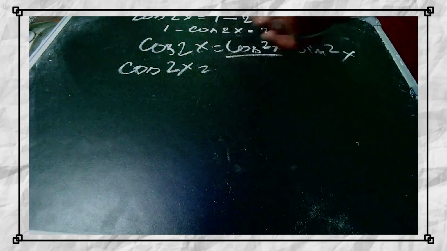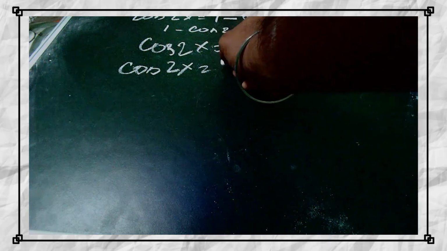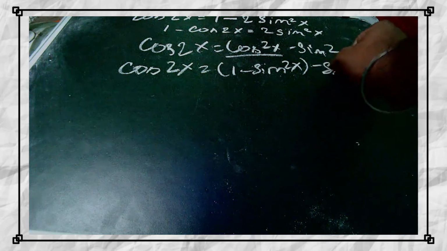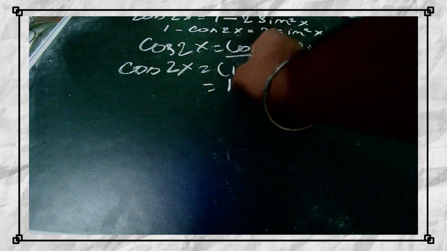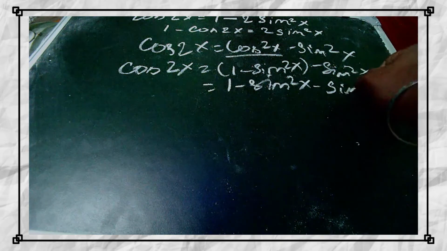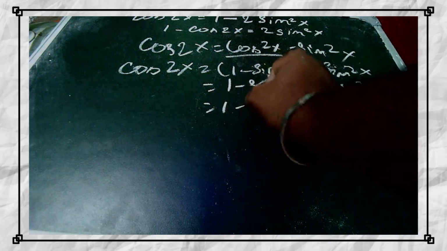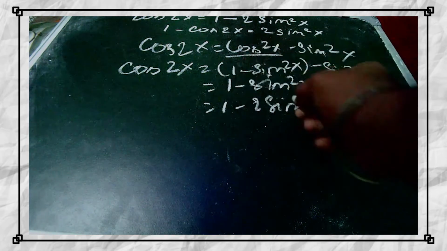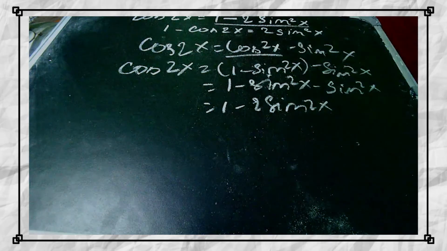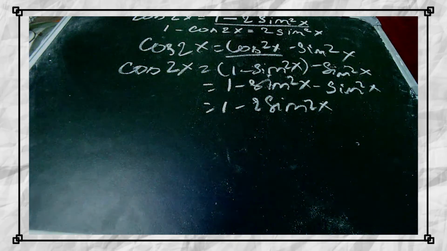So cos of 2x is equal to, we can write cos square x as 1 minus sin square x, and minus sin square x. So it will be 1 minus sin square x and again minus sin square x. So it will be 1 minus 2 sin square x, and from 1 minus 2 sin square x we get 1 minus cos 2x equals 2 sin square x.